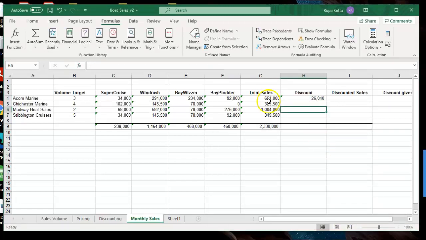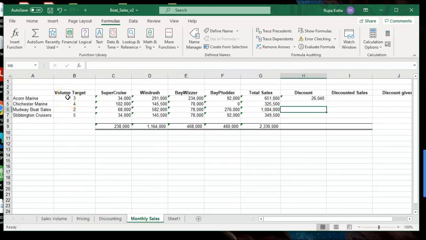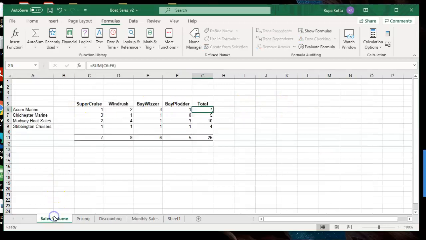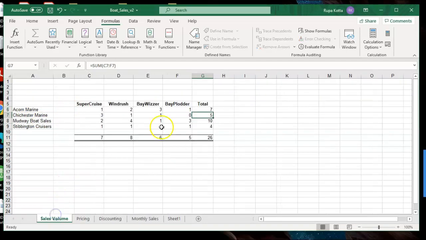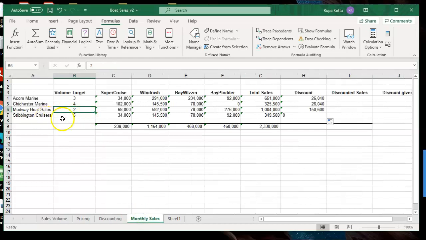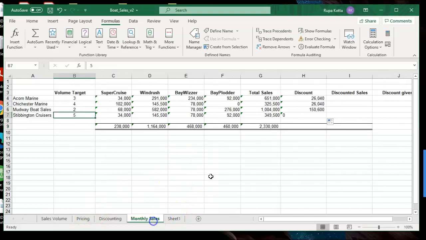So you can see the first person, his sales volume was 7, but his target was only 3. So he sold more than the target. So you gave him a discount. Calculate for the other people also. Second person, target is 4, but you sold 5. So you sold more than 4. So you gave a discount. Third customer, target is 2, and you sold 10. More than target, so you gave a discount. Fourth customer, target is 5, but you only sold 4. So because of that, no discount has been calculated.